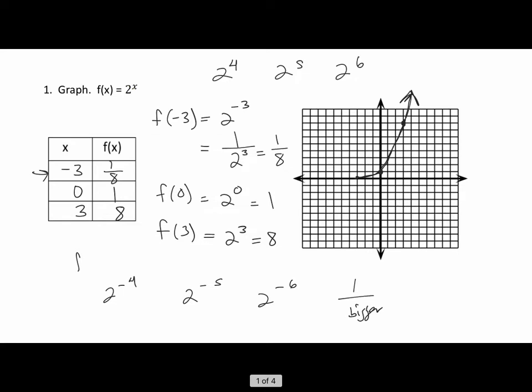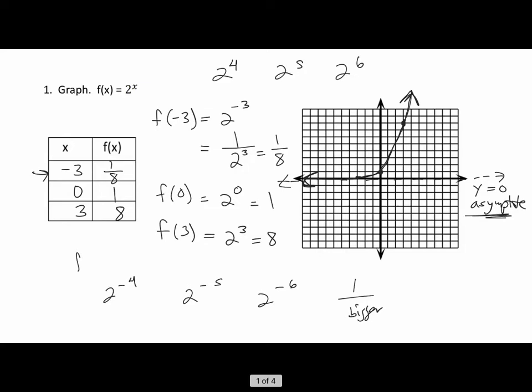Nothing. Because even if you take 2 to the negative 1/1,000,000th power, it's still 1 over 2 to the positive 1/1,000,000th power. It will never be 0. So we're going to kind of approach 0 but not touch it. And so at y equals 0, we have something called an asymptote. And what that means is that we will approach y equals 0, or f of x equals 0, but we'll never actually touch it. That's why we call that an asymptote.